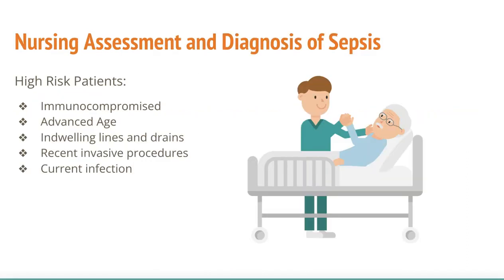So before we begin, it's important to understand when we're caring for patients who are going to be our high-risk patients for developing sepsis. Our high-risk patients can be immunocompromised patients, those with advanced age, anyone with indwelling lines, drains, catheters, PICC lines, IVs, any patient that's undergone a recent invasive procedure, or any patient that has a current infection.